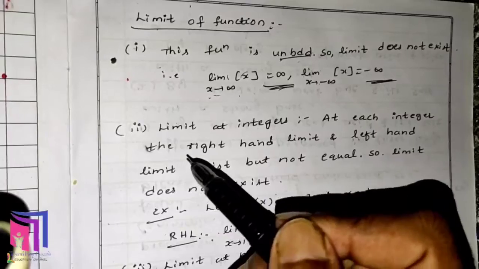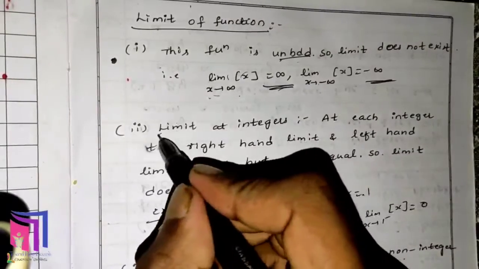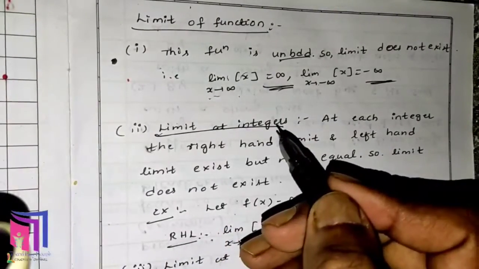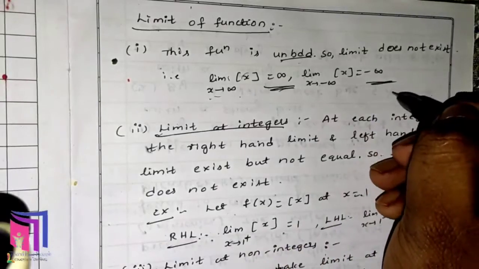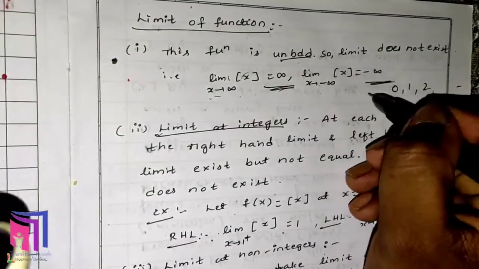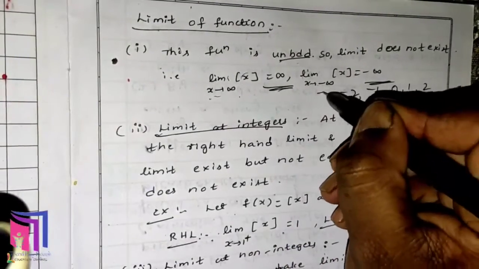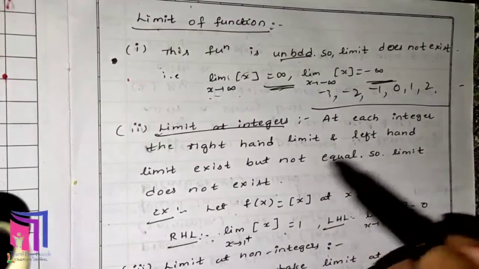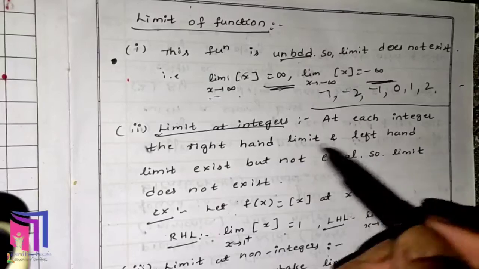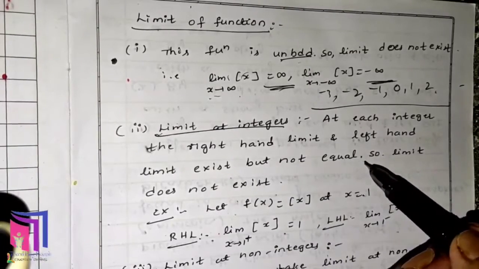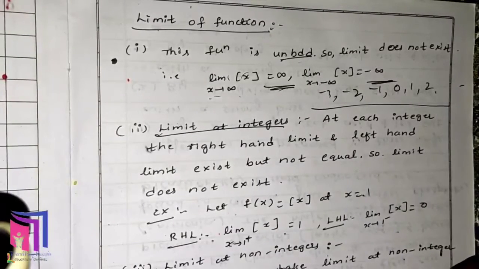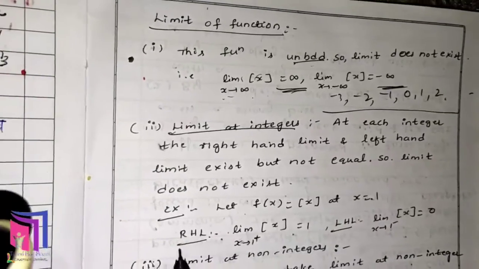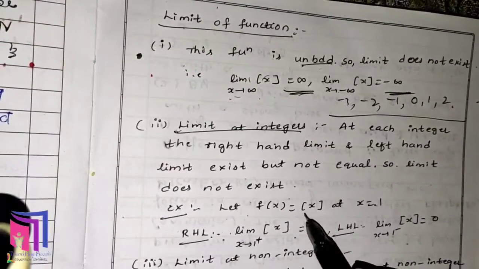Another point is the limit at integers. We check the limit at integer points. Integers means 0, 1, 2 and so on, and minus 1, minus 2, minus 3. These are the integer points. At each integer the right hand limit and left hand limit exist but are not equal, so the limit does not exist.